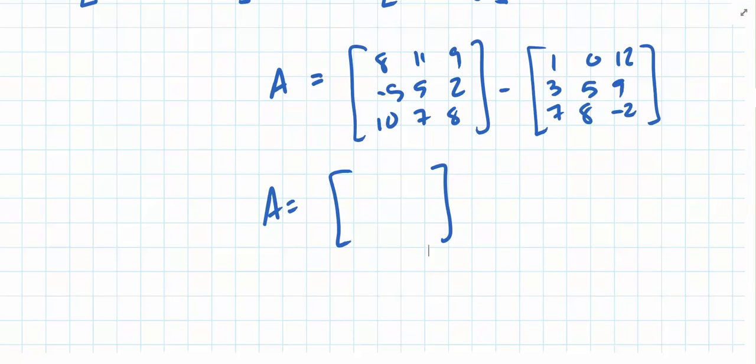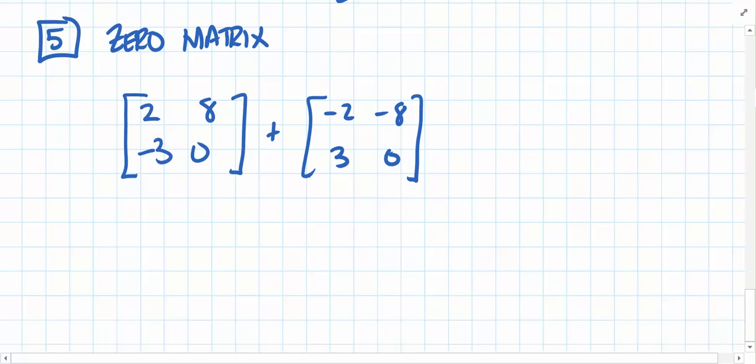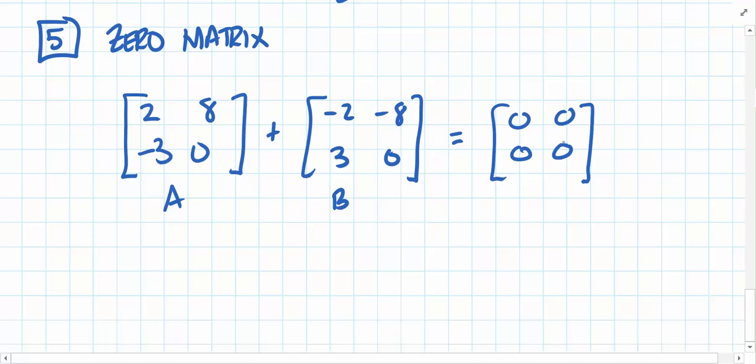Okay. The 0 matrix, just like the number 0 in real numbers, also does exist. So for example, if I called this matrix A and I called this matrix B, we would say that matrix B is the additive inverse of matrix A. The reason is that when these 2 matrices are added together, we get what's known as the 0 matrix.